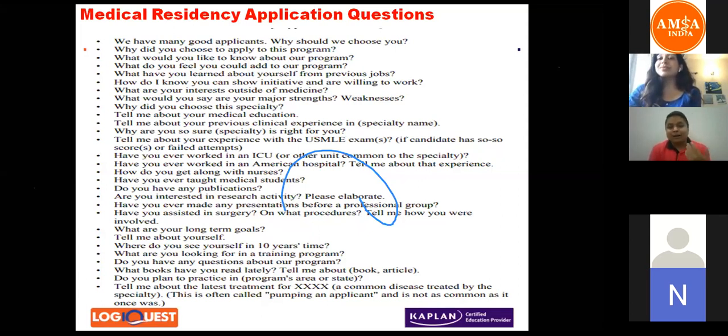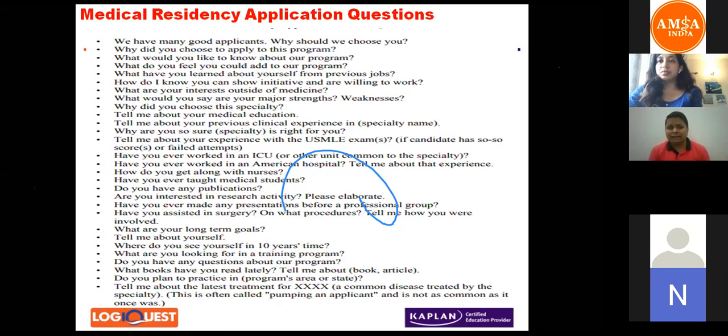Have you ever taught medical students? If you've done so, that's fine. If not, you can always move on. Do you have any publications? Again, the same. If you have, you can describe that. Are you interested in research activity? Please elaborate. So you can always talk about the research activity, the one that you're doing or the one you're interested in doing. We can always discuss that during the interviews.